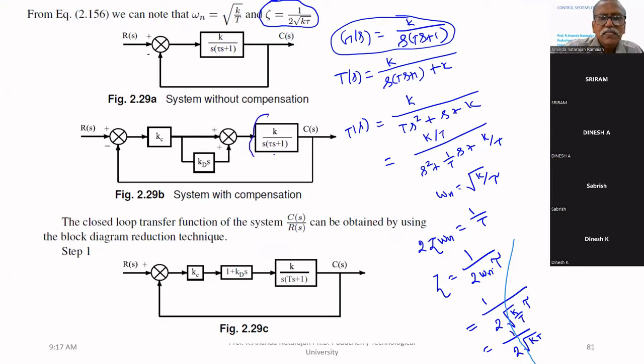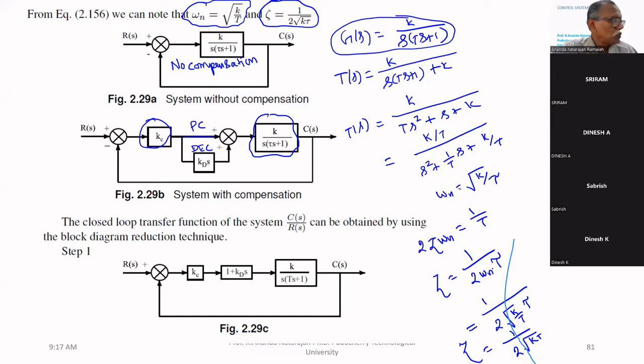This is the original system. Now there is no compensation. Here, no compensation. For that, zeta equal to 1 by 2 root K tau. Omega n equal to square root of K by tau. These two we are getting when there is no compensation. Let us introduce proportional plus derivative error compensation. This line is proportional compensation. This is derivative error compensation.